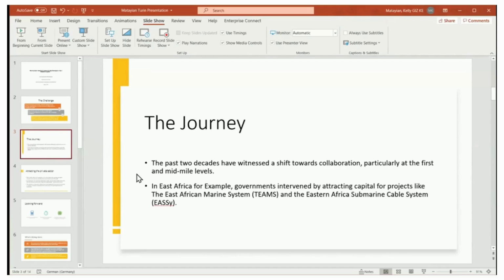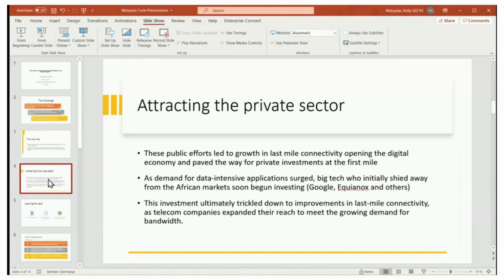And it took governments to invest in this for the private sector to come and participate in this sector. So this public effort led to the growth of the last mile connectivity, opening the digital economy, which paved the way for investment at the first mile. And as demand for intensive application grew, that's when we saw the likes of Equinix, Google, and other big tech such as Microsoft investing into the first mile infrastructure.